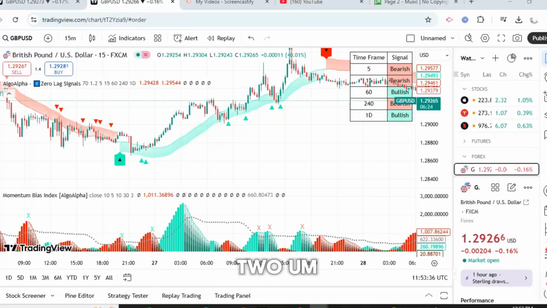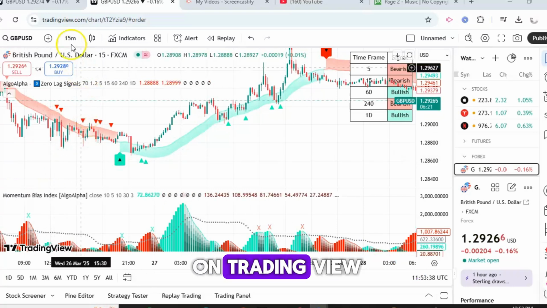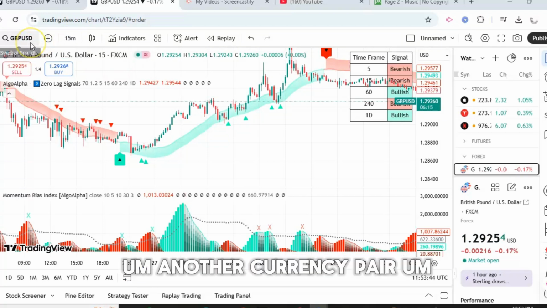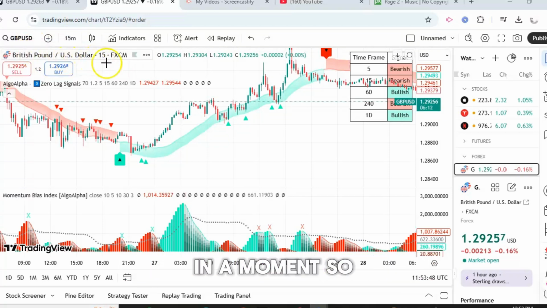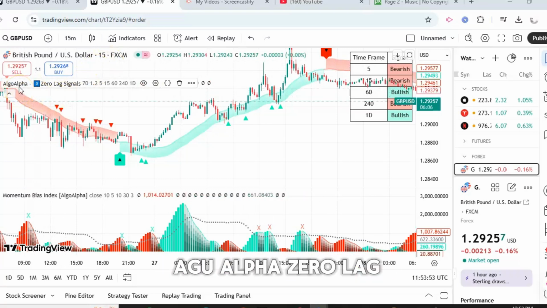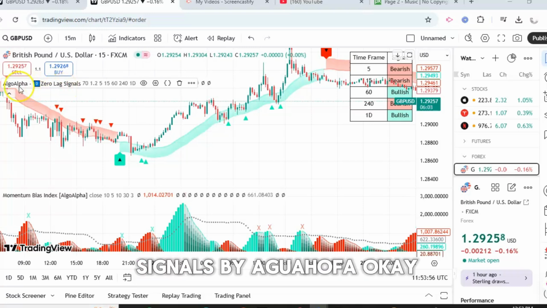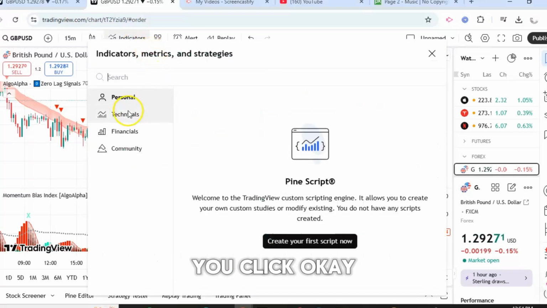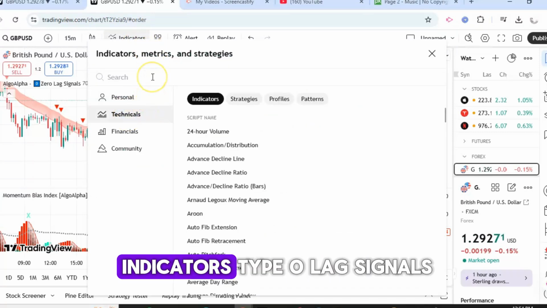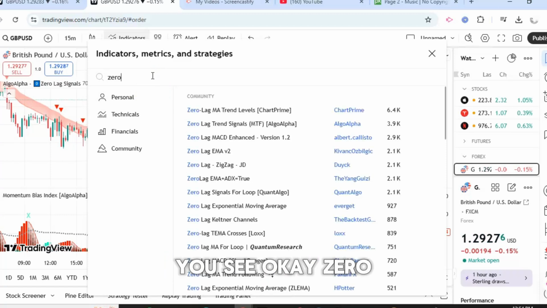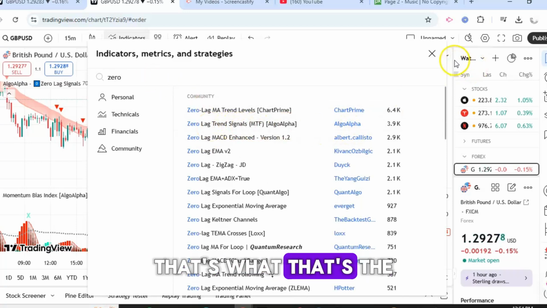There are two indicators on this strategy on TradingView. This is a 15 minutes chart on GBP/USD. I'm going to change that to another currency pair in a moment, so that you know that it works across. We have this indicator, Zero Lag Signals by Algo Alpha. To get that, just click indicators and type zero lag signals. You choose the one by Algo Alpha.